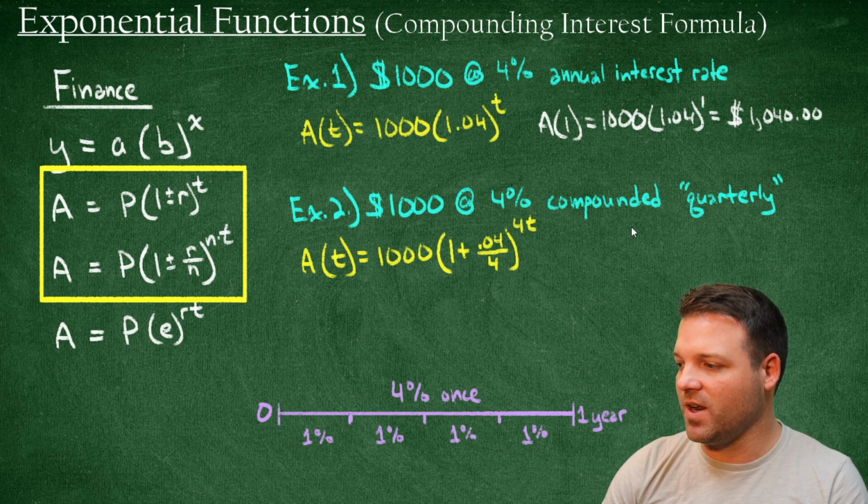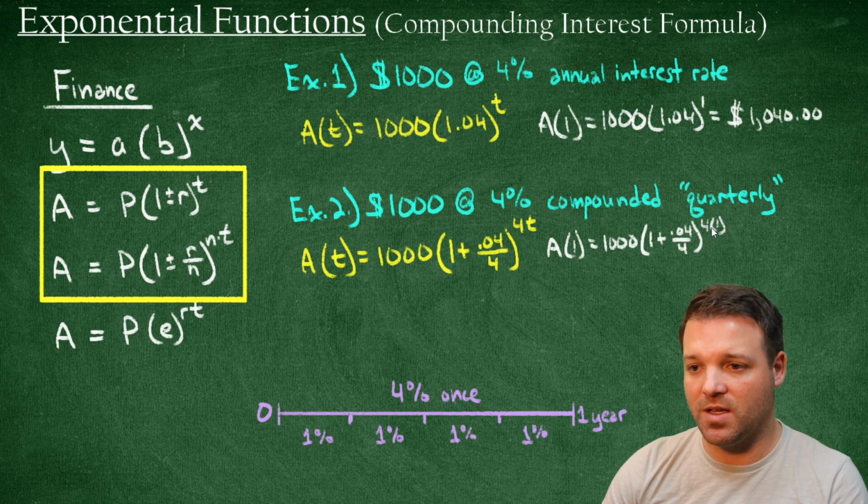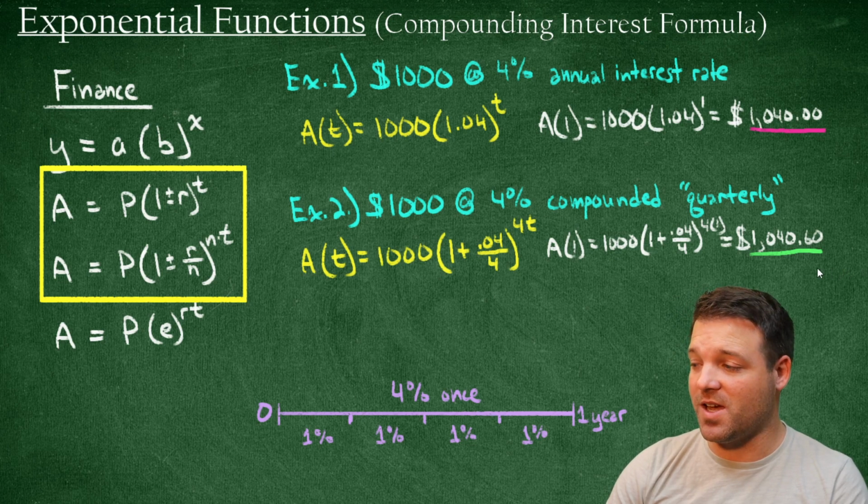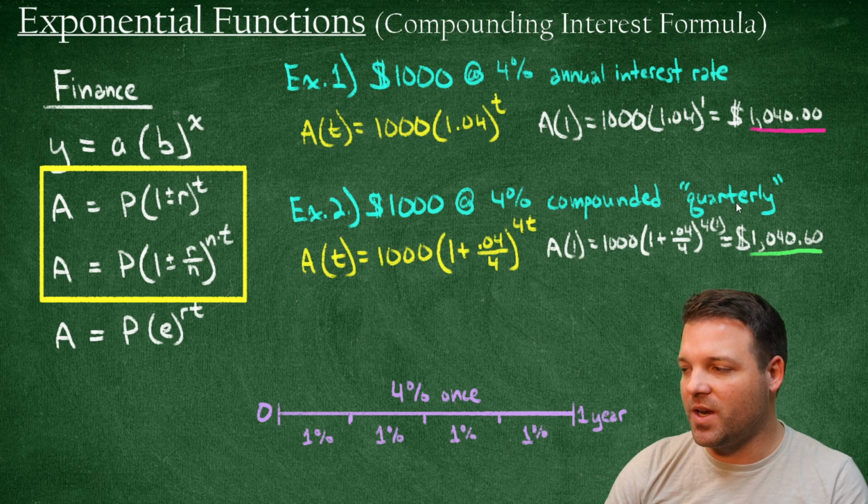So let's see what happens when we actually compound that interest rate. Here we go. We plug in 1 for t. Really it's just this one right here that got plugged in. And the solution ends up being pretty close, actually, $1,040, but now we have this additional 60 cents. So it wasn't by much, but compounding the exact same rate of 4% over a period of 4 times actually increased the amount.